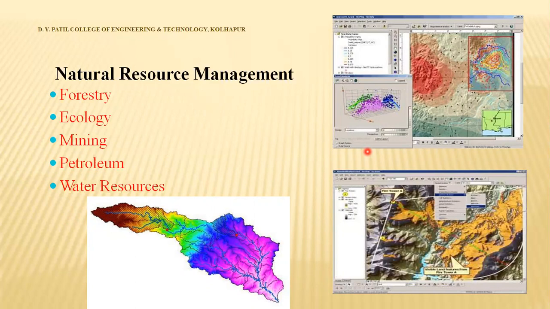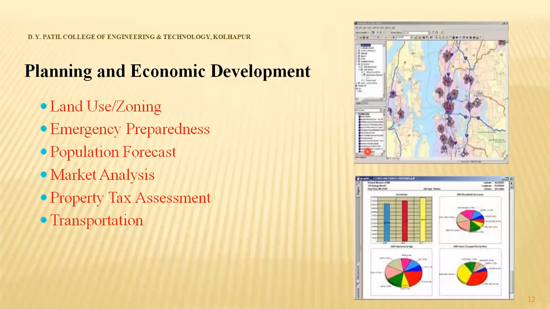In the field of water resources, we can also find the efficient area where water can be easily stored. Suppose we require to construct some dam. A dam requires a proper or ideal site to store the water behind it. So these are a few points where we can use the GIS.